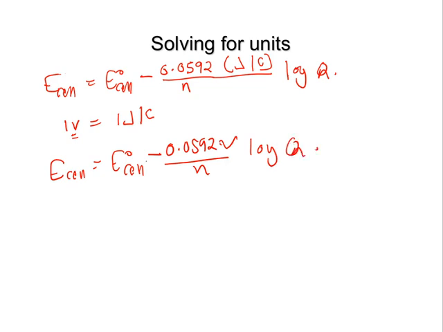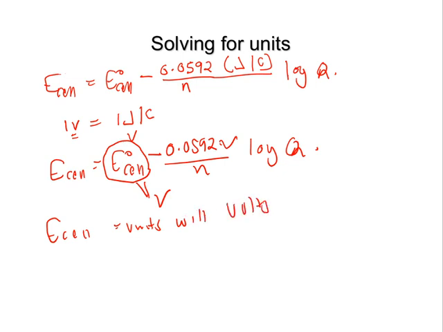From our previous calculations, we discovered this is normally given as voltage. So if this is voltage and this is voltage, then we can have our final answer for each cell. The units will also be volts. Okay, so that's how we sort out our units for the Nernst equation.